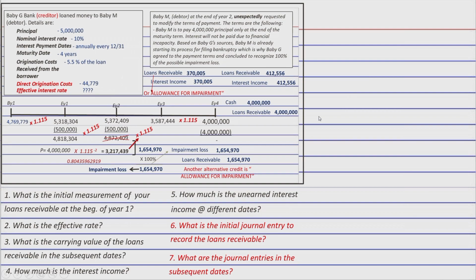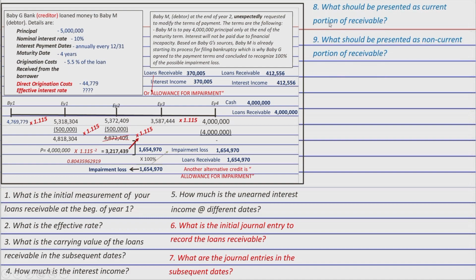Again, possible questions 8 and 9 are related to presentation of loans receivable account balance. So these questions are, what are the current and the non-current portion of the loans receivable balance? Well, if we apply that in this problem, for example, if you will be asked what is the current and non-current portion of the loans receivable at the end of year 1, what you should do is first, focus on the loans receivable balance at the end of year 1. And then, compare it with the balance 1 year after, which is the end of year 2.